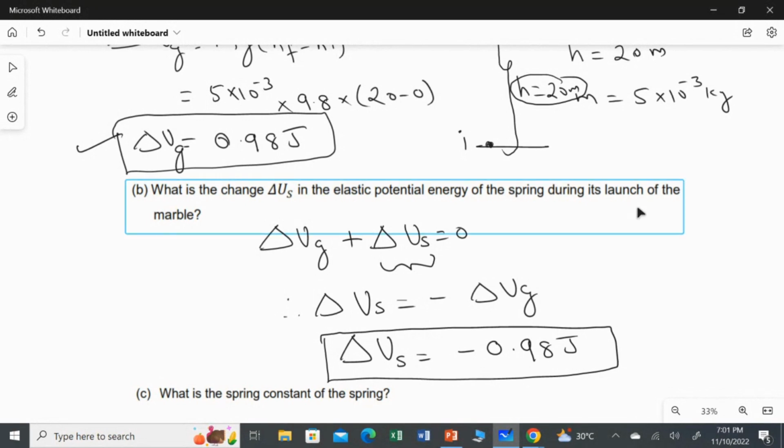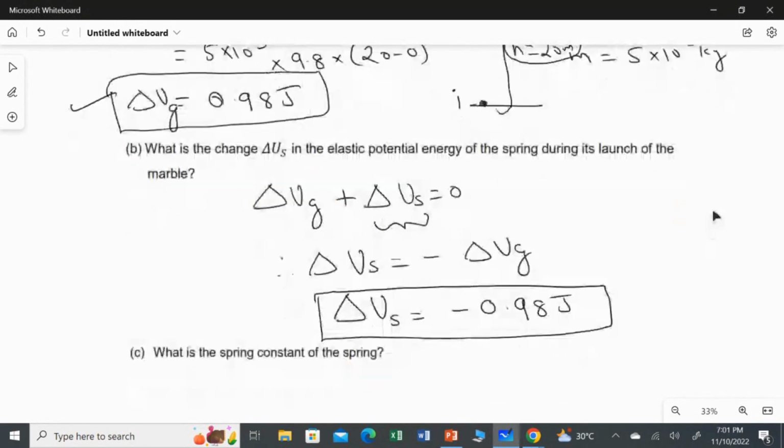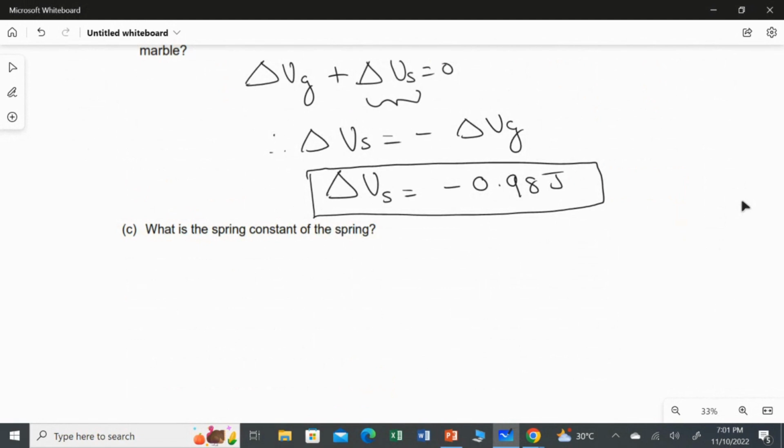The third part. What are we going to find in the third part? What is the spring constant of the spring? Because you are using the spring gun, you are compressing the spring to 8 centimeters. So how much are you compressing the spring? 8 centimeters. If you convert that to meters, 8 multiplied by 10 power minus 2 meter. So now we are going to identify the value of the spring constant k. Clear? For that, I'm going to use the formula for the elastic potential energy, right?